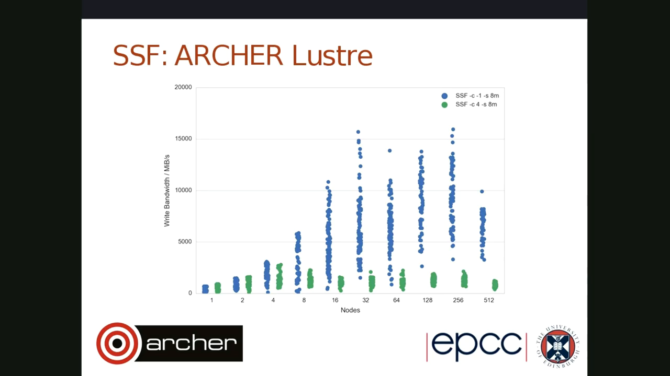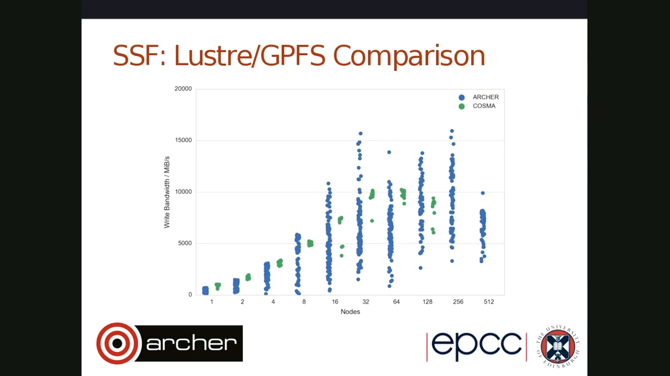And you can see here the maximum performance you can generally get in production is around half of the theoretical peak, which was 30. So this is around 15 gigabytes per second. Okay. If I compare then to the runs on COSMA, which is the GPFS. So here I've taken the best results on Archer, which are the maximal striping, and compared them to exactly the same runs on the COSMA GPFS file system.